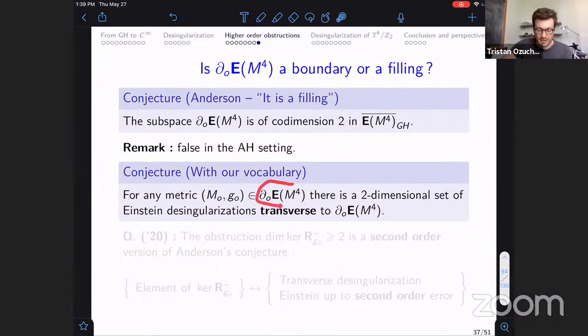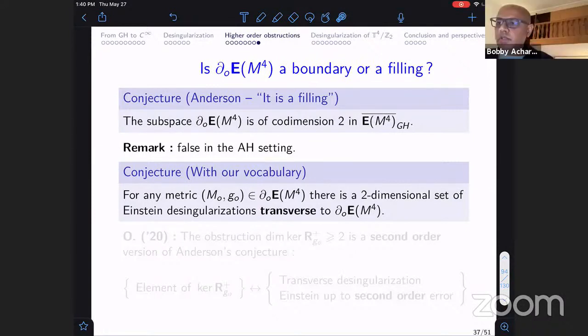So let's take a metric in our boundary. What Anderson is asking is whether or not there is always a two-dimensional set of directions in which you can desingularize by Einstein metric, if there is one. So if there is one direction in which you can desingularize, then there must be at least two of them. That's his conjecture. And can I ask a question there, Tristan?